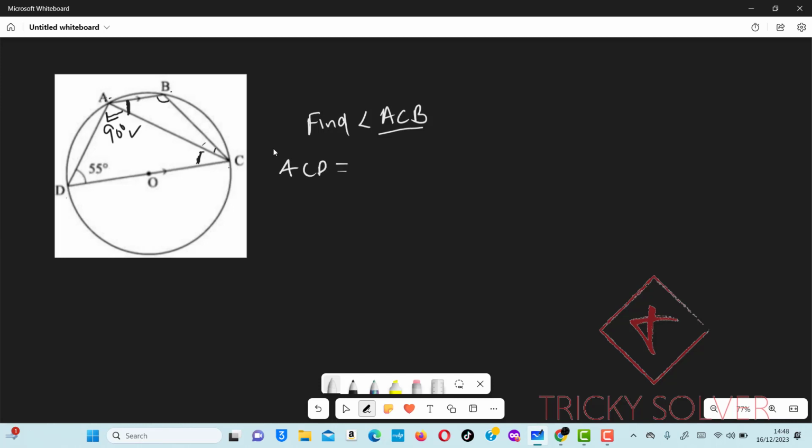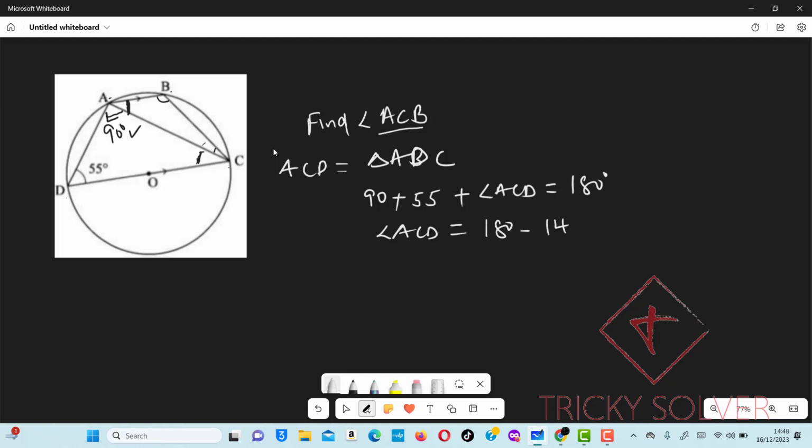ACD is, we can use triangle ADC. Interior angles of a triangle add up to 180 degrees. So we can say 90 plus 55 plus angle ACD is 180 degrees. Therefore, angle ACD is equal to 180 degrees minus 145, and that gives us 35 degrees. So this angle is also 35.